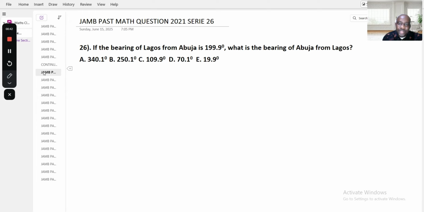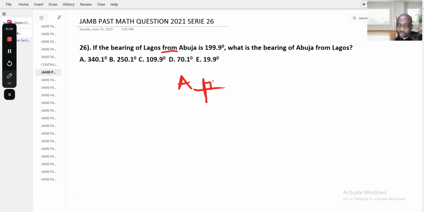If the bearing of Lagos from Abuja is 199.9 degrees, what is the bearing of Abuja from Lagos? When you have a question like this, Abuja is the "from," so that's where you start. Let's begin to solve this question. Wherever you see a question like this, start from where the question says "from," Abuja. That's the starting point, which is A. Don't start from the bearing of Lagos. Start from the beginning of that journey.